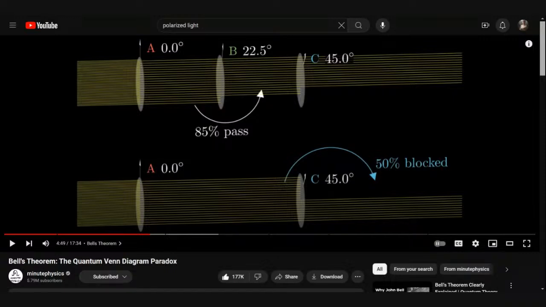I get 0.75. Cosine of 22.5. 22.5 degrees, right? Not radians. 22.5 cosine is 0.92. Squared is 0.85. It's fine.